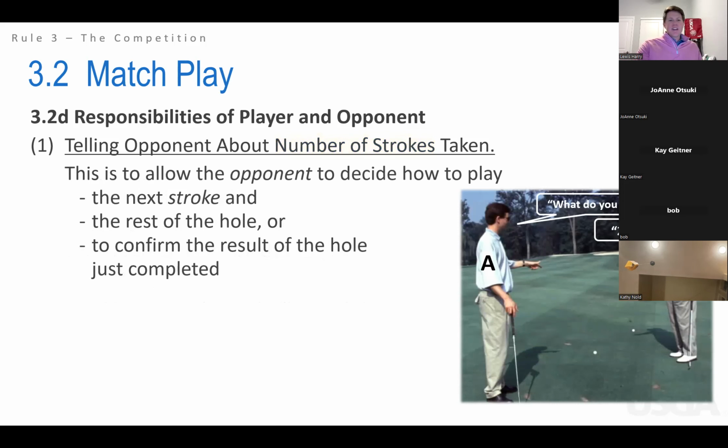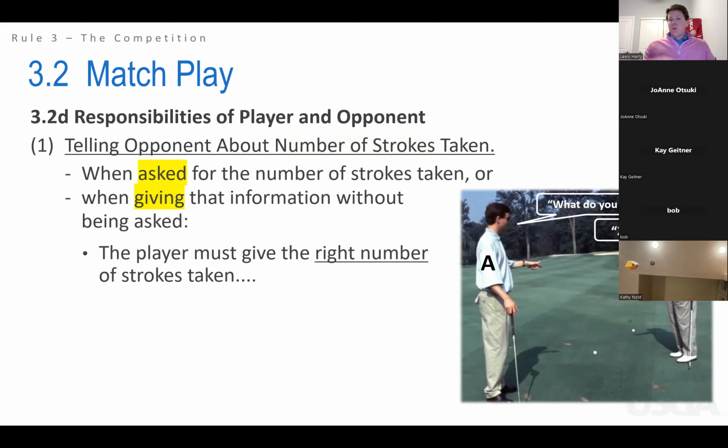Again, to allow the opponent to decide how to play the next stroke, the hole, or just to confirm the results of the hole just completed. They want to make sure they understood the results of that hole or how that hole played out. They want to make sure that they're on the same page and understanding that result.